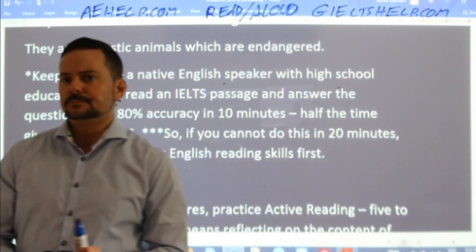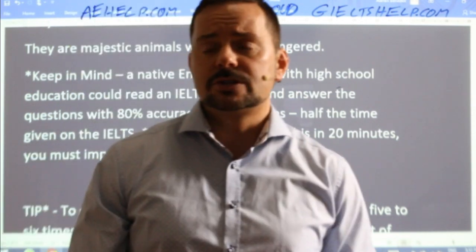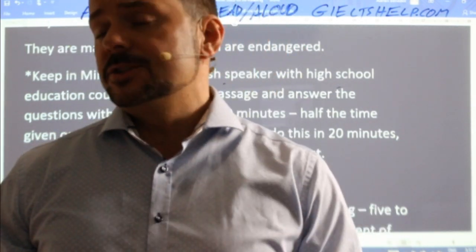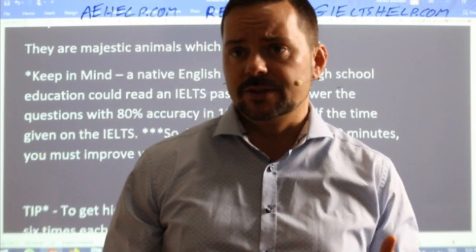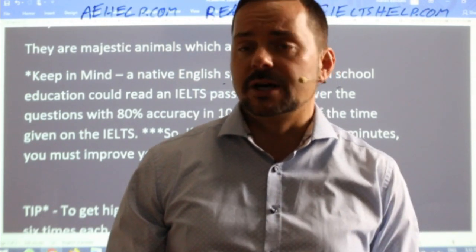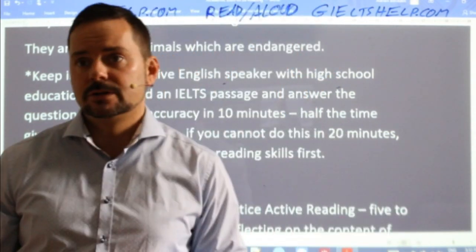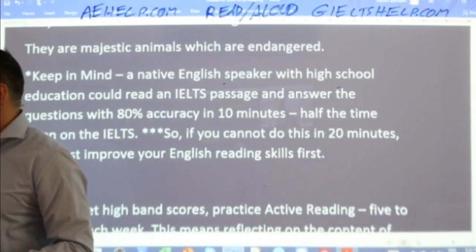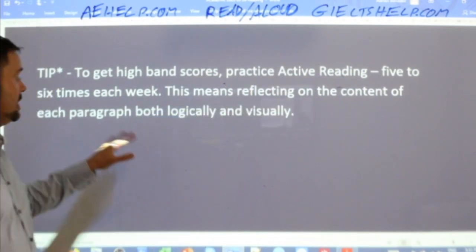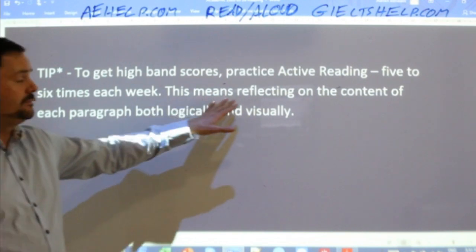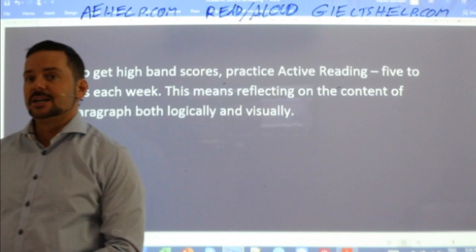Okay? Yeah, Hemant, so Hemant says in active reading, maybe make notes while you're reading. Yeah, it's not bad advice, Hemant, especially for home study. I wouldn't write notes during the actual exam, but for home study, I would write down the sentence for each paragraph, what it's about. Okay? All right. So again, big tip. Practice your active reading 5 to 6 times a week. This means reflect on the content. This means use both logic and visualization. Okay?